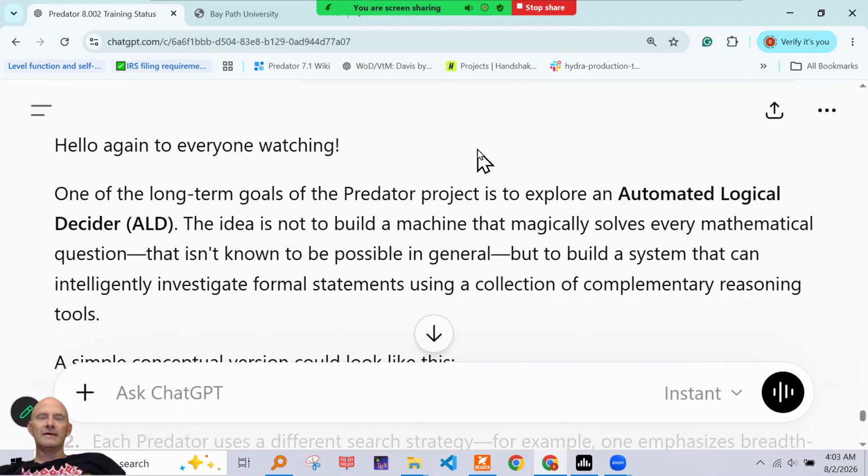So this is the next level. I don't know what people were thinking when they were coming up with automated theorem provers, but I think this is what they wanted: an automated logical decider. I think this is what they wanted.